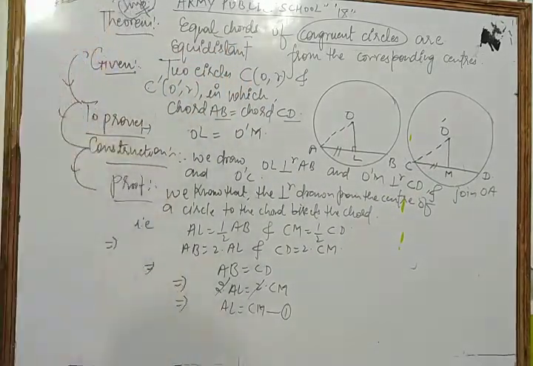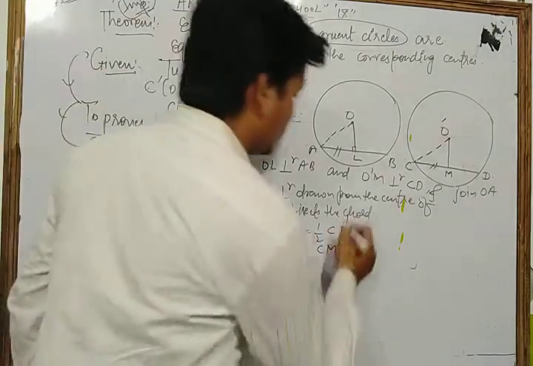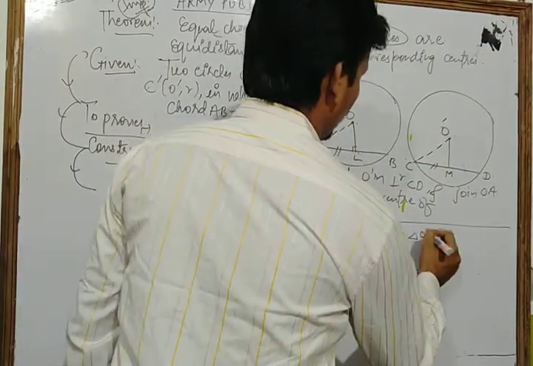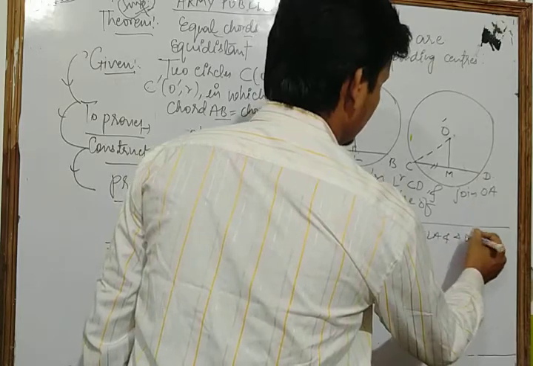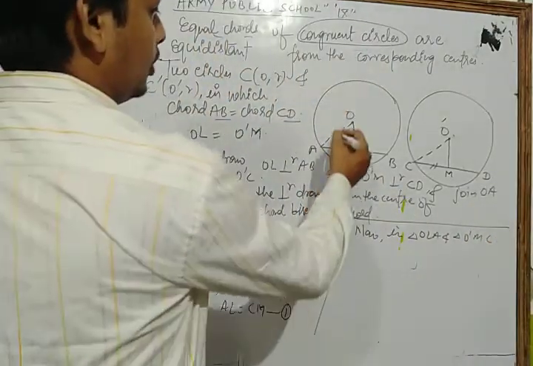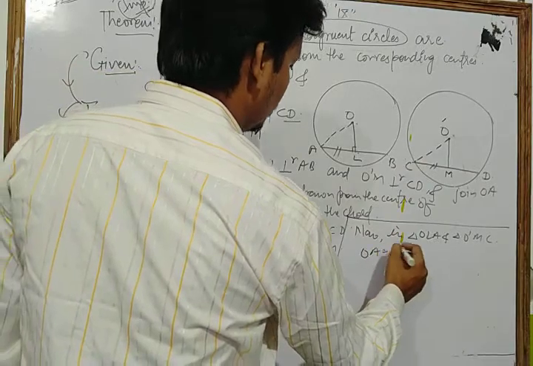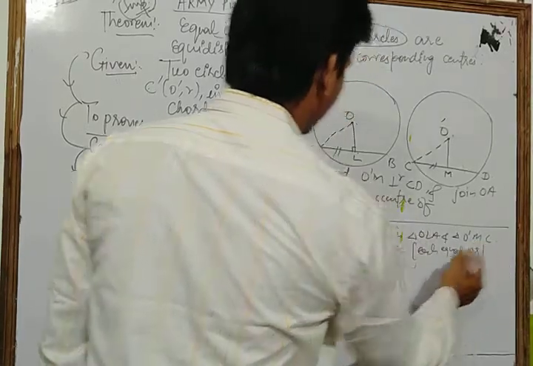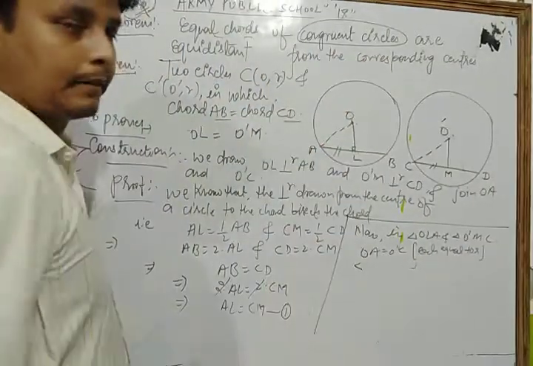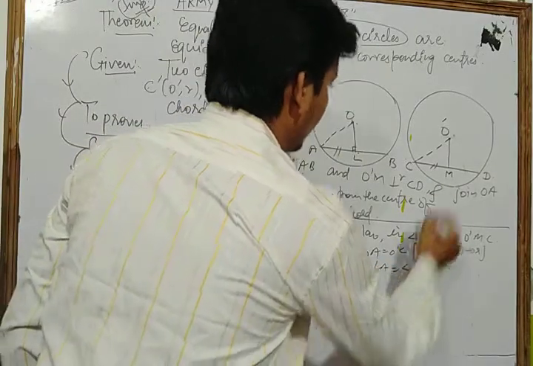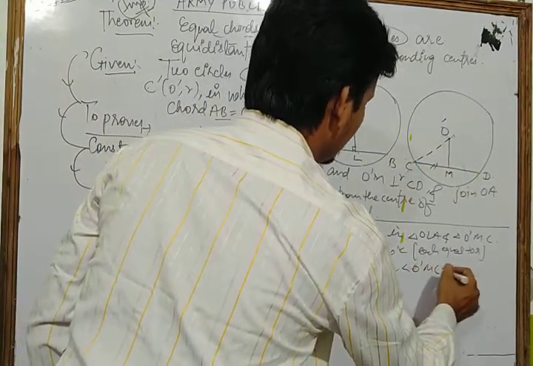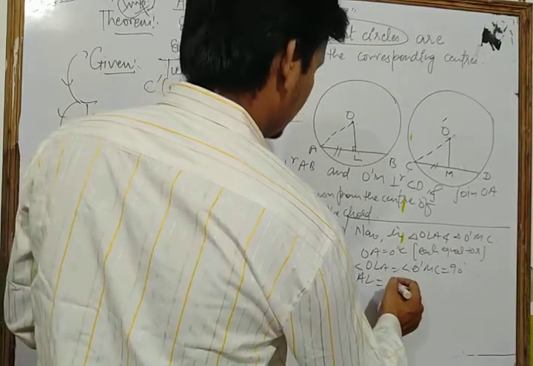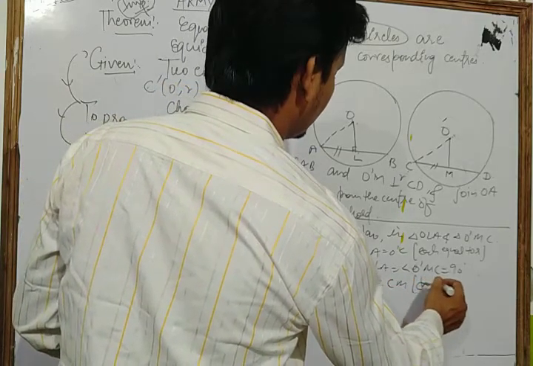Now in triangle OLA and triangle O dash MC, what do we have? OA is equal to O dash C, each equal to R. Angle OLA is equal to angle O dash MC, each equal to 90 degrees, and AL is equal to CM, from equation 1.